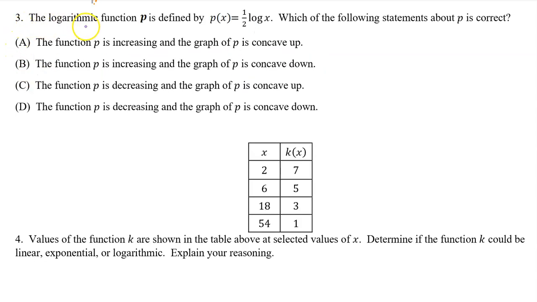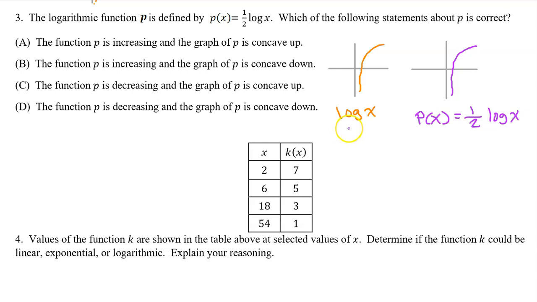Number 3, the logarithmic function p is defined by p of x equals 1/2 log x. Which of the following statements about p is correct? We have memorized that the parent function log x looks like this. A vertical dilation by a factor of 1/2 does not change the look of a graph like this. So p of x looks like this, which is increasing from left to right and concave down. So the answer is B.